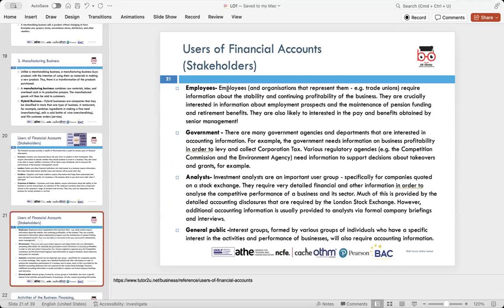Users of financial accounts: stakeholders. Any questions so far?